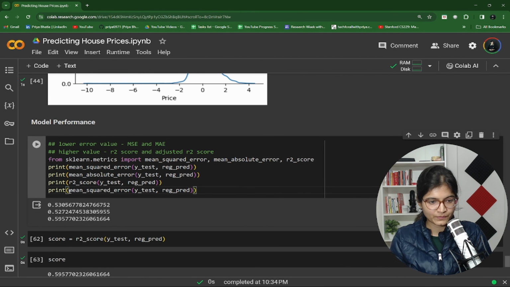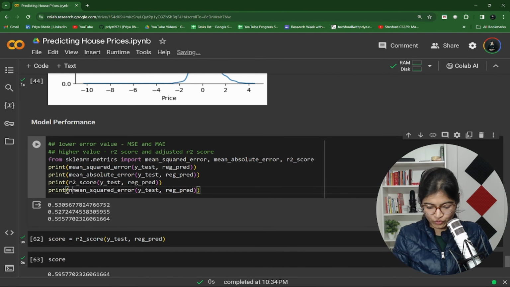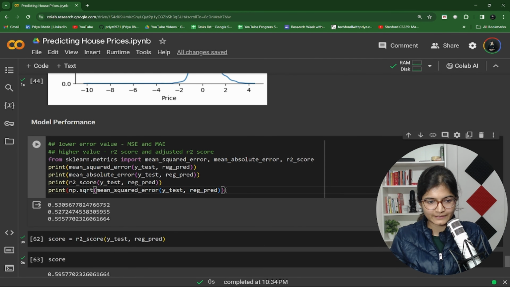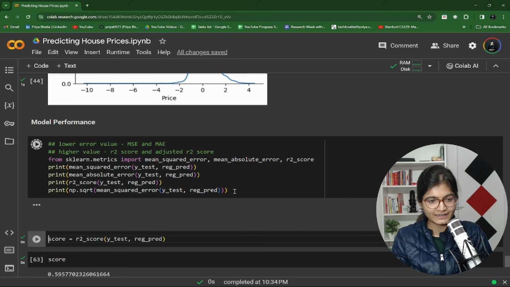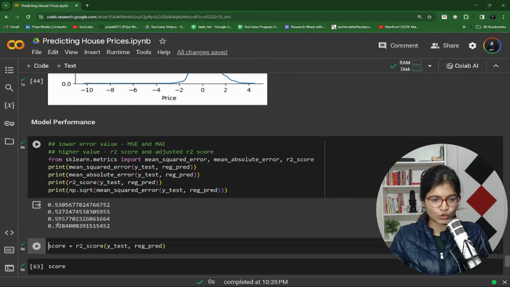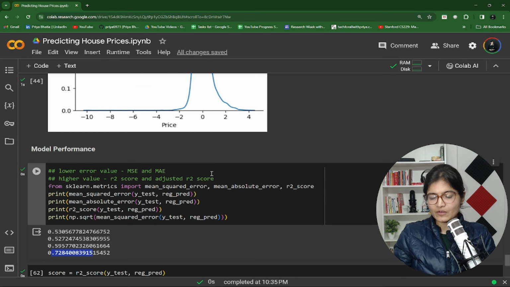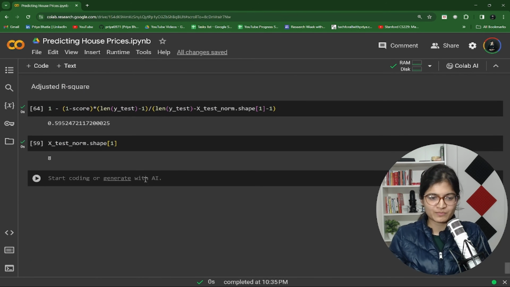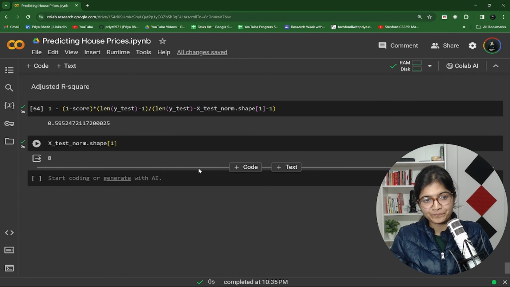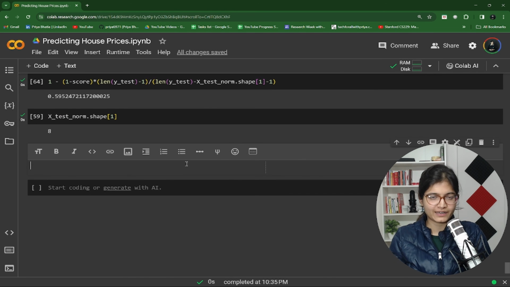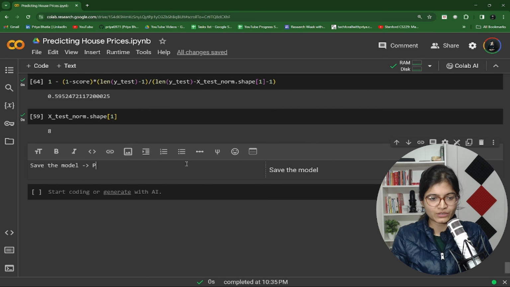The only thing we need to do on top of this is np dot square root, and then I think things will be fine. This will give me the score for root mean squared error as well. So in this way, we will be able to evaluate all the performance metrics that we have in regression. Now, the only thing pending here is how we will be able to save the model. For that, we should understand there is something called a pickle file.